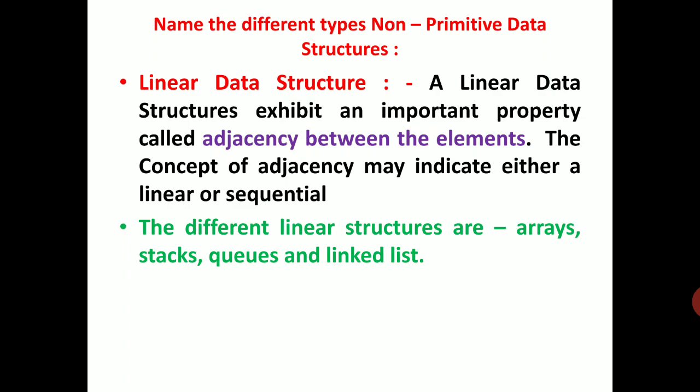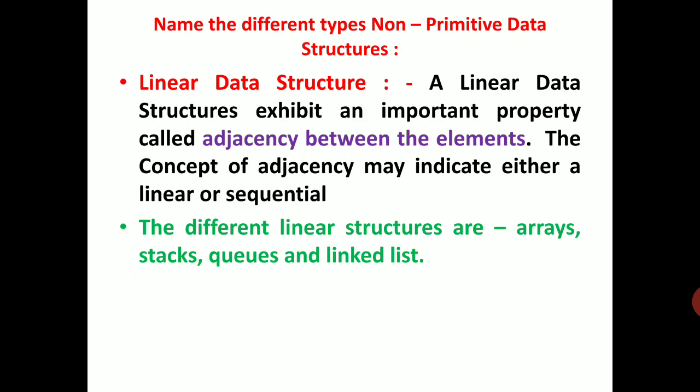But what about non-primitive data structures? Non-primitive data structures are those which are not readily available. The user has to design them, by using primitive data structures. So this is very important: by using primitive data structures, we derive the non-primitive data structures. The examples are arrays, stacks, queues, linked lists, trees, and graphs.